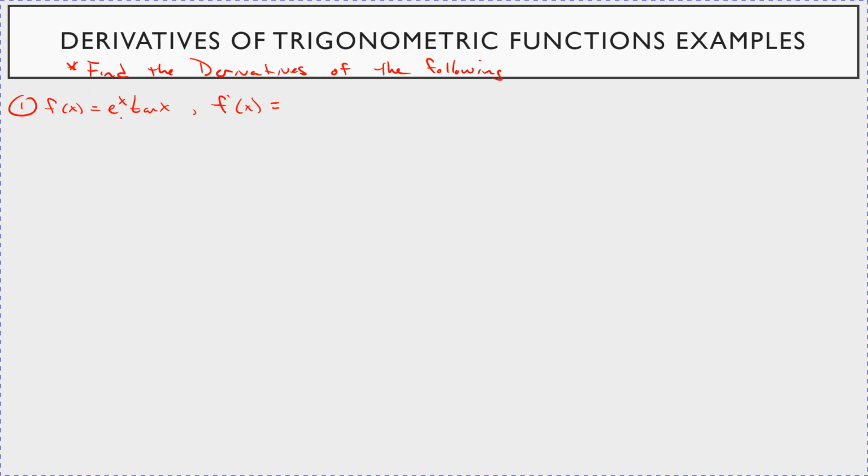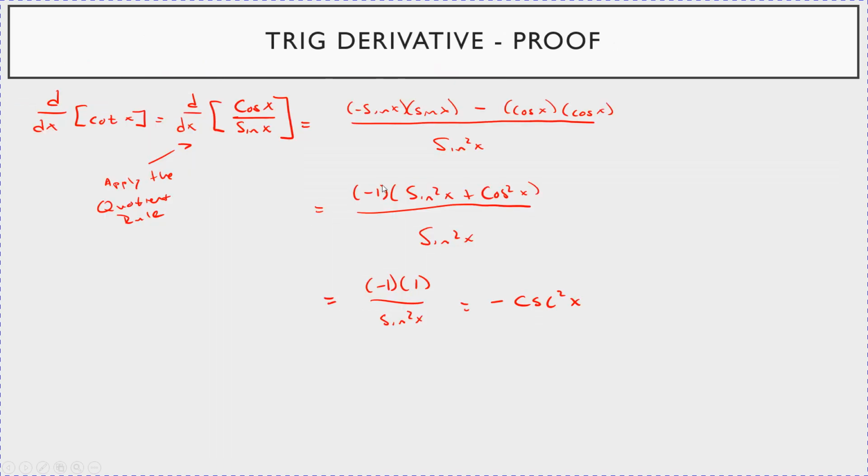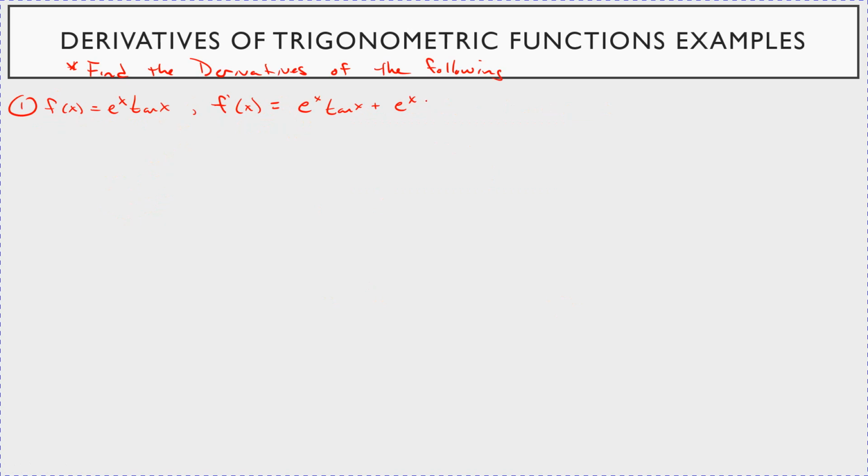All right, so it's the derivative of the first, so that's just e to the x times tangent of x, plus the first function, e to the x, and then just look back. Derivative of tangent of x is just secant squared of x. Just like that.